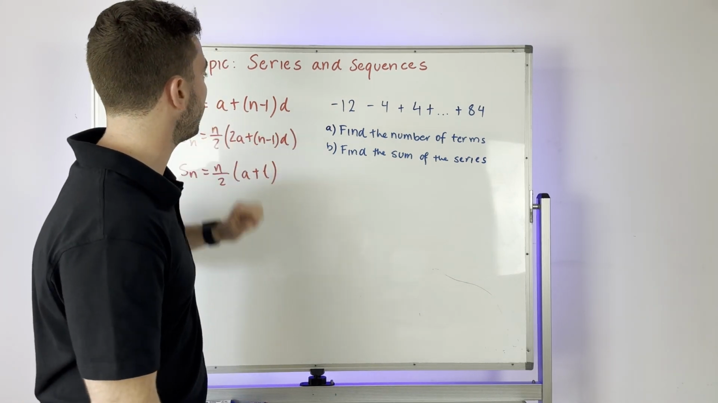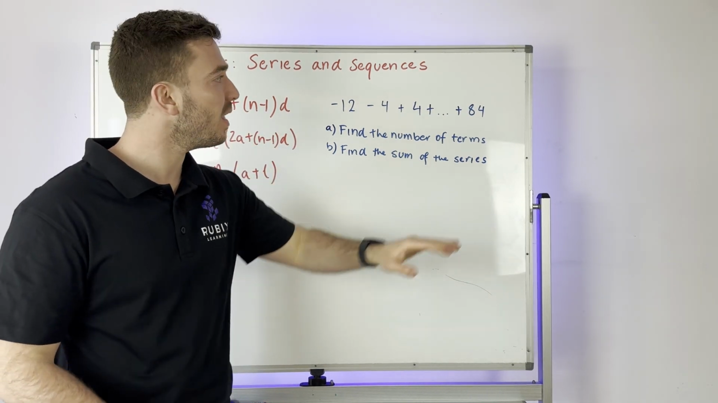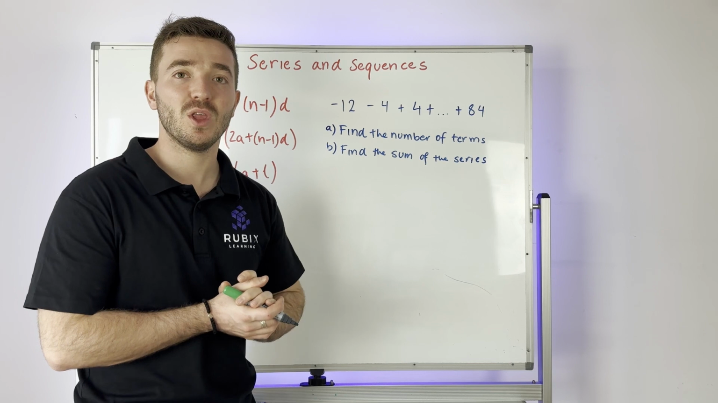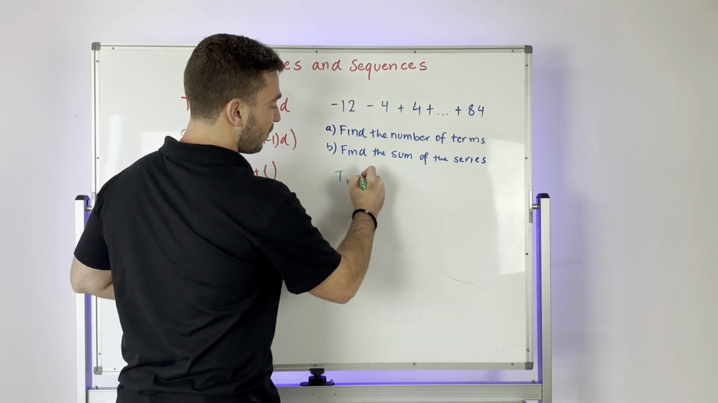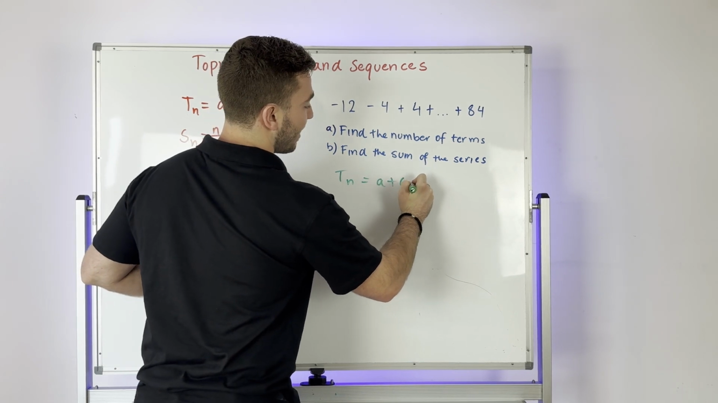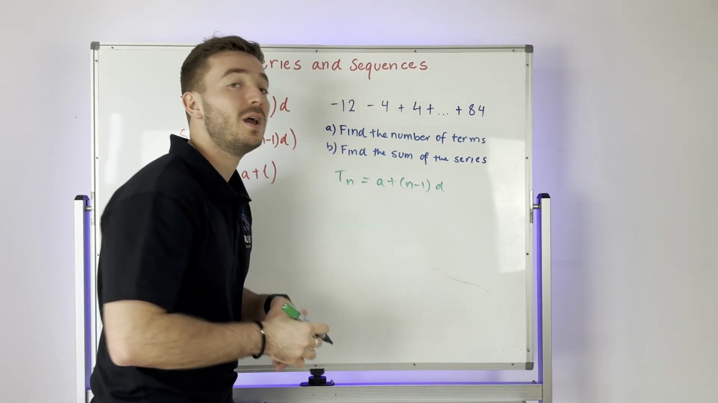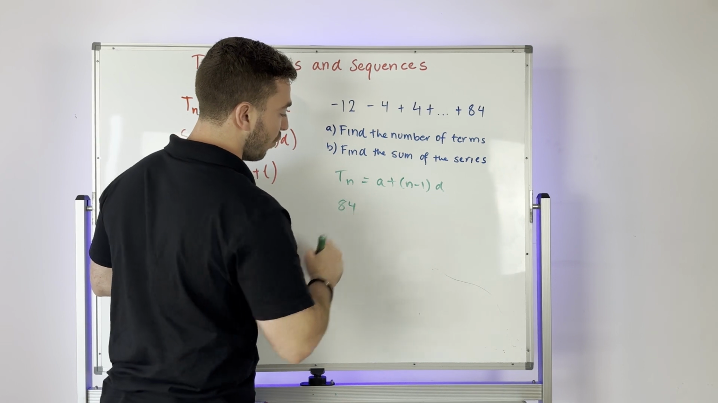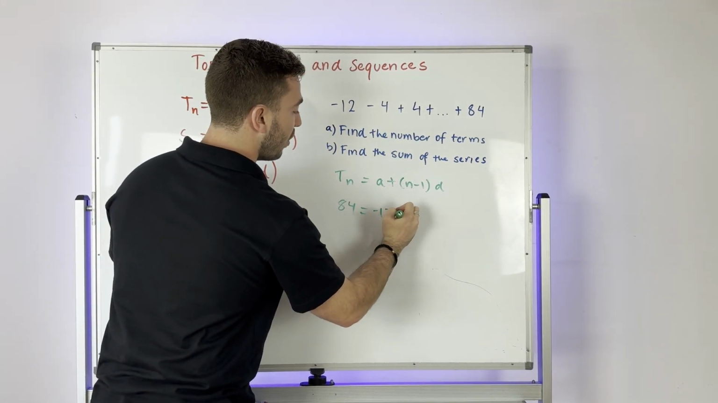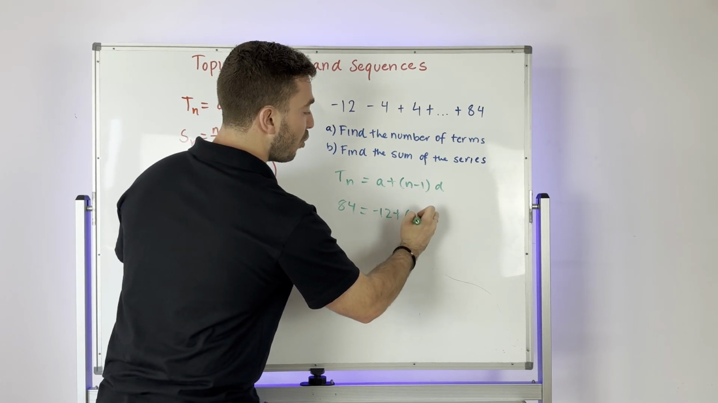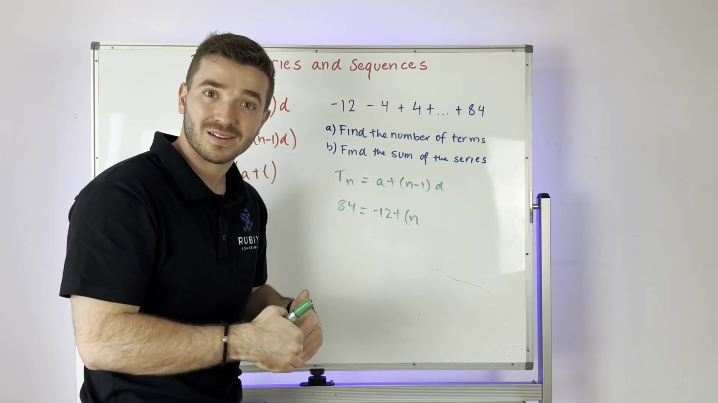This is normally a formula used when we're trying to find the term. But if we know the last term, we can back solve for n. Let me show you. So the nth term is equal to a plus n minus 1 multiplied by d. The term 84 is equal to the first term, which is -12 plus n. We don't know what n is. That's what we're going to back solve for.